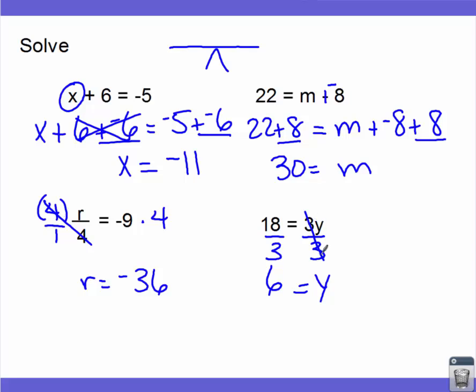And if you have a multiply, you're going to do a divide. So everything we're doing is the opposite. Now let's move into two-step equations. That's the review of one step.